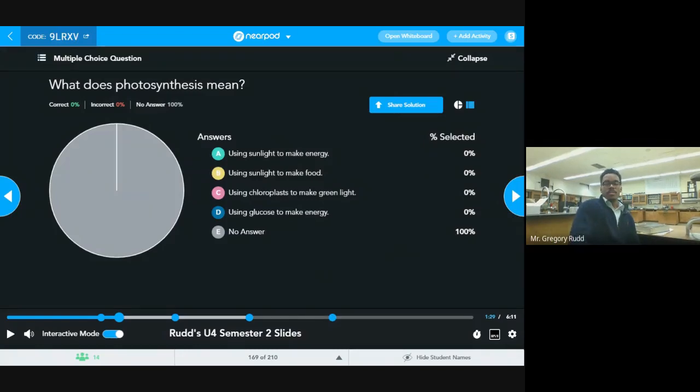All right, what does photosynthesis mean? This is an easy multiple choice question. It should be easy. Come on, folks, let's get some more answers coming in here. This should be an easy one. What does photosynthesis mean?